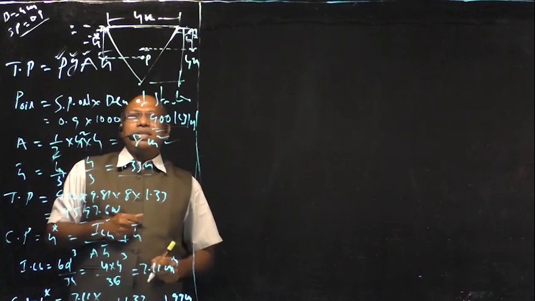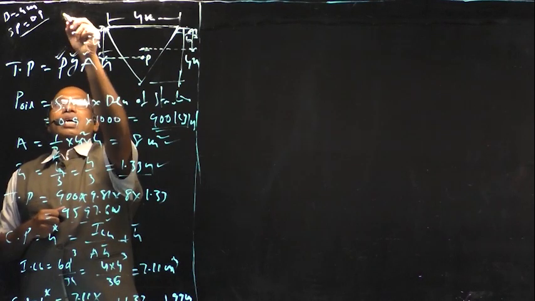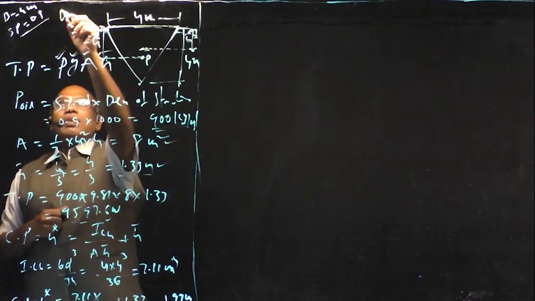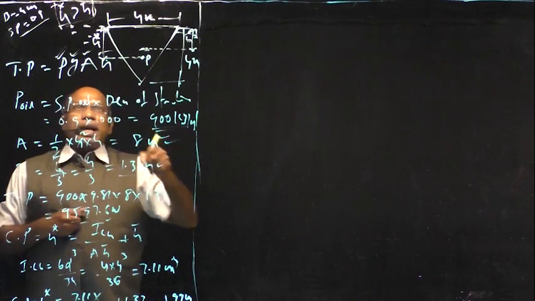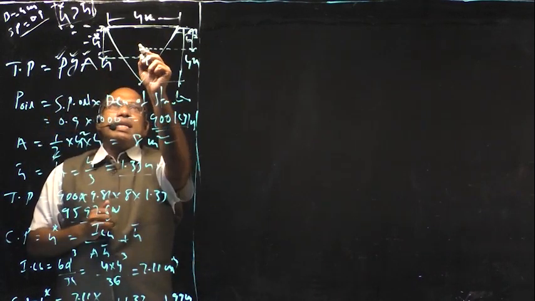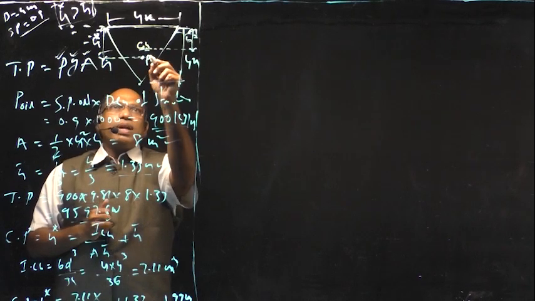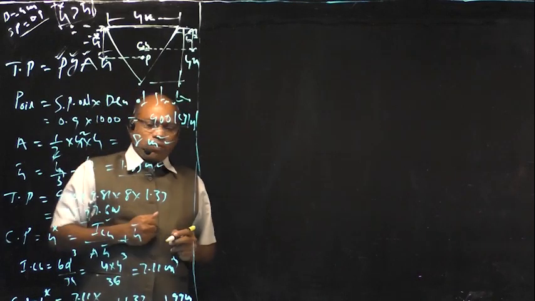It indicates that the H star, or center of pressure, is always more than the h bar. That means the center of pressure is always below the center of gravity. This is the center of gravity, this is the center of pressure. The center of pressure is always below the center of gravity, right?